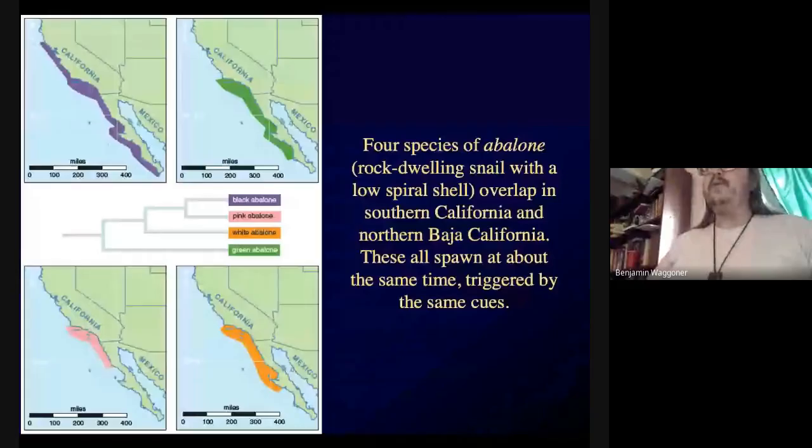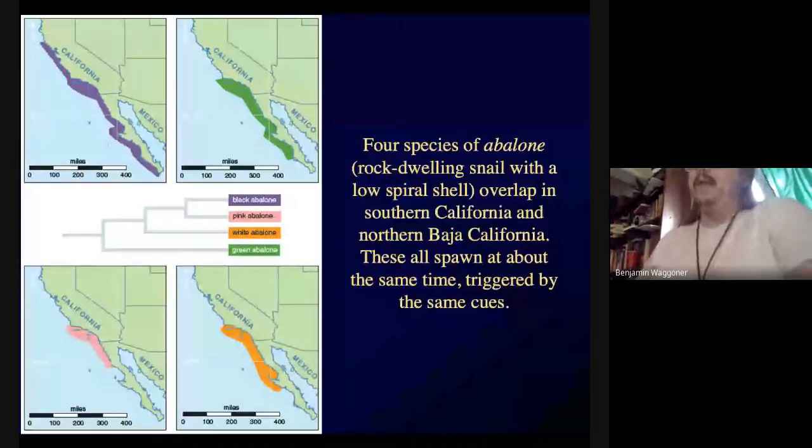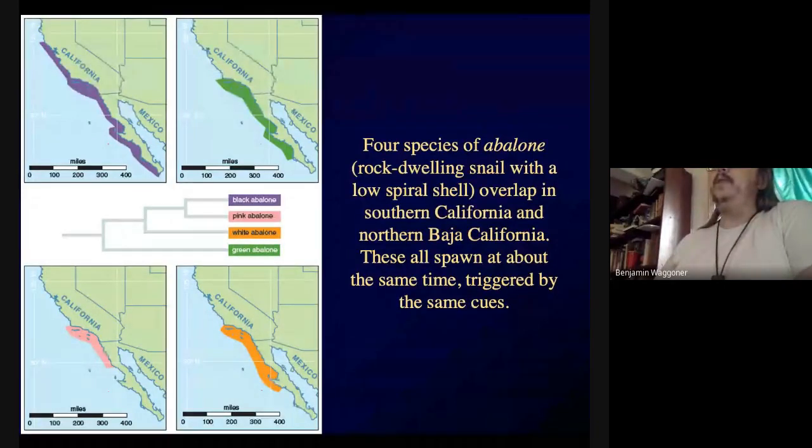So here's a case study of how this works. The maps that you're looking at show the ranges of 4 different species of abalone. Abalone are a rock-dwelling snail. The shells can get quite large, up to, I want to say, about 8 inches or longer, maybe even a foot. The shell is coiled, but it's very low and very broad, as you would expect for organisms that live clinging to rocks. And as you can see, their ranges overlap in Southern California and the northern Baja California peninsula to the south, that long peninsula that's part of Mexico.